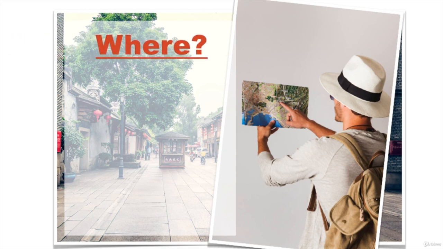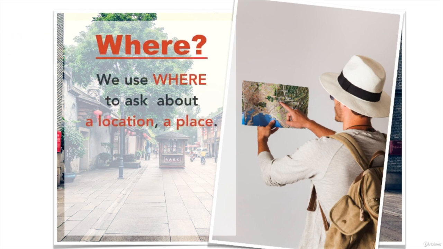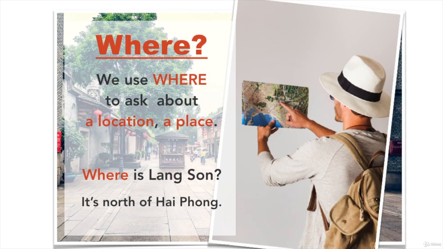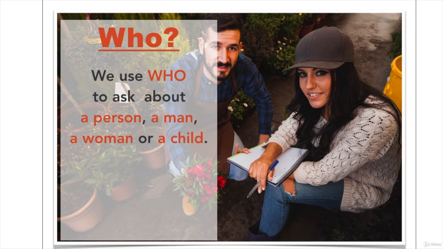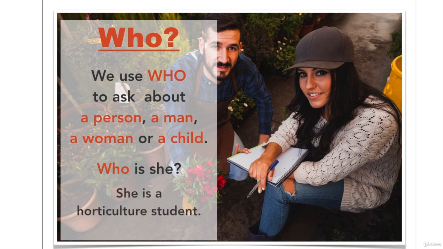Where? We use where to ask about a location, a place. Where is Lang Song? It's north of Haiphong. Who? We use who to ask about a person, a man, a woman, or a child. Who is she? She is a horticulture student.